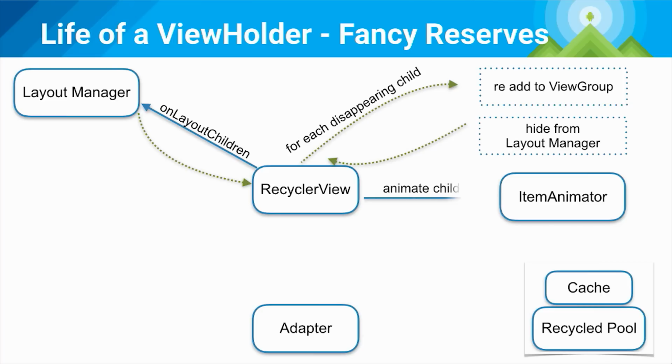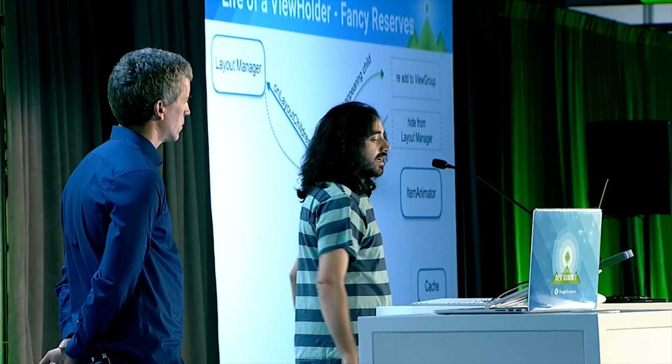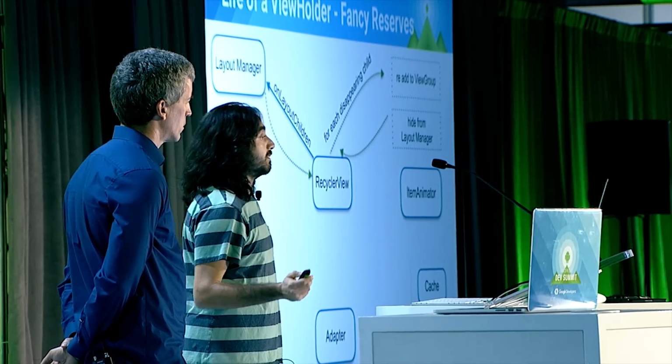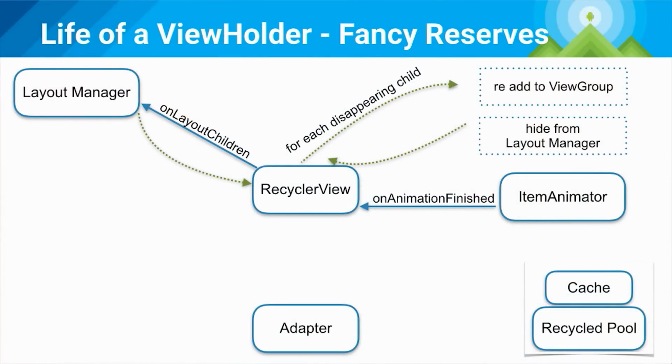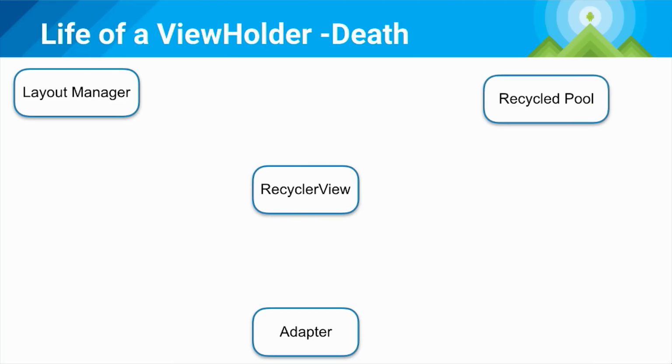So it comes back to RecyclerView. RecyclerView tells the item animator, OK, I have this view. Can you get rid of this? Item animator runs the animation, maybe comes back 300 milliseconds later, and tells the RecyclerView, I'm done with this view. During that animation, this view is not visible to the layout manager's API. RecyclerView then says, OK, now I'm detaching the view, and caches it or sends it to the pool.